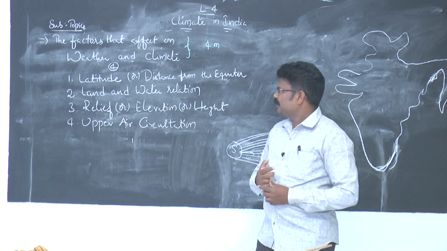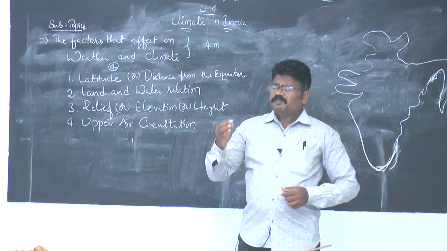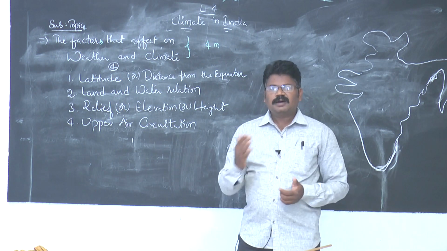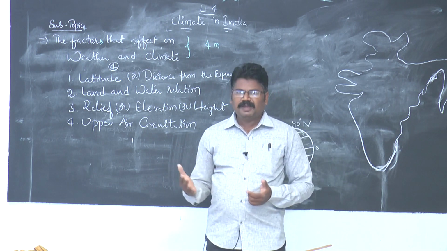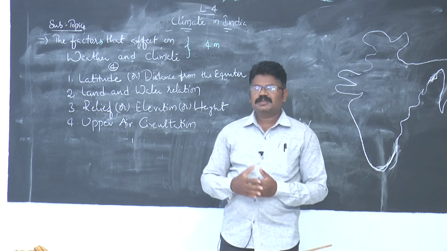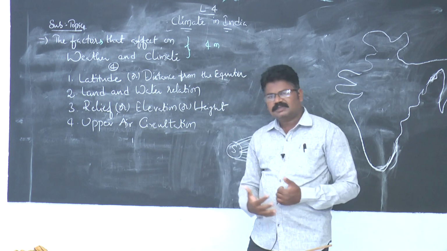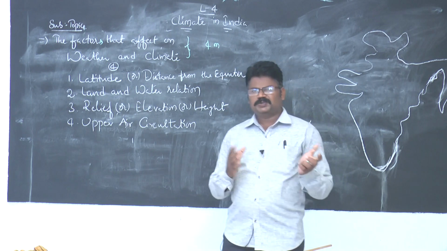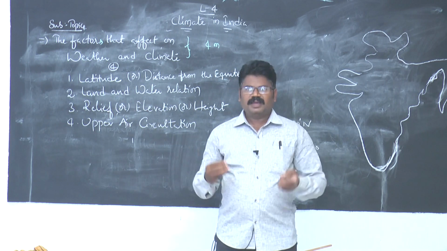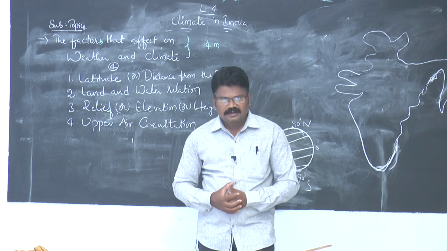Let me repeat, latitudes are the lines which are drawn horizontally on the globe or on the map. The lines which are drawn vertically on the map or on the globe are called longitudes. These 2 kinds of lines are drawn by mankind, so they are called imaginary lines.